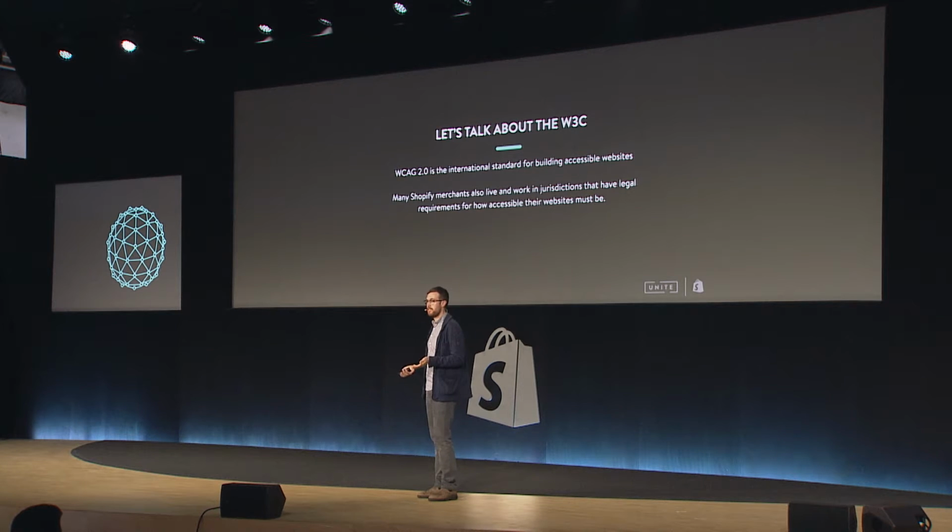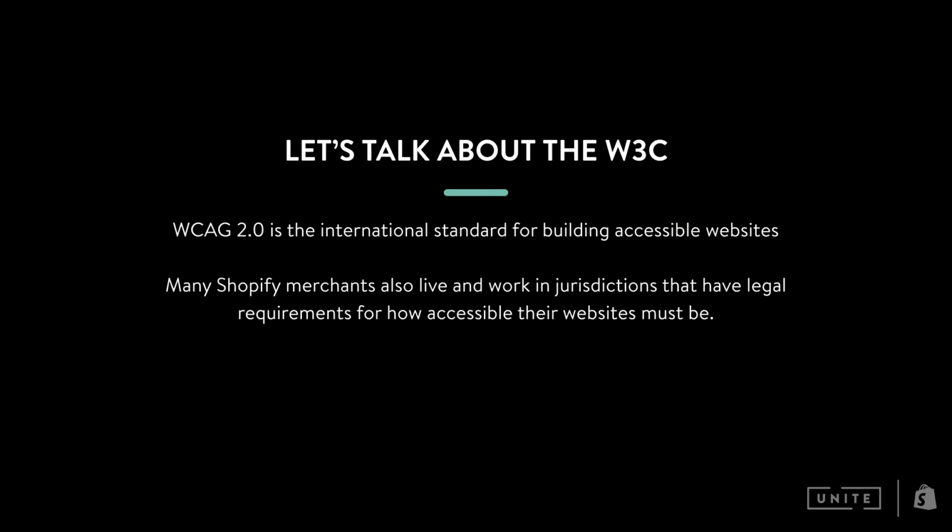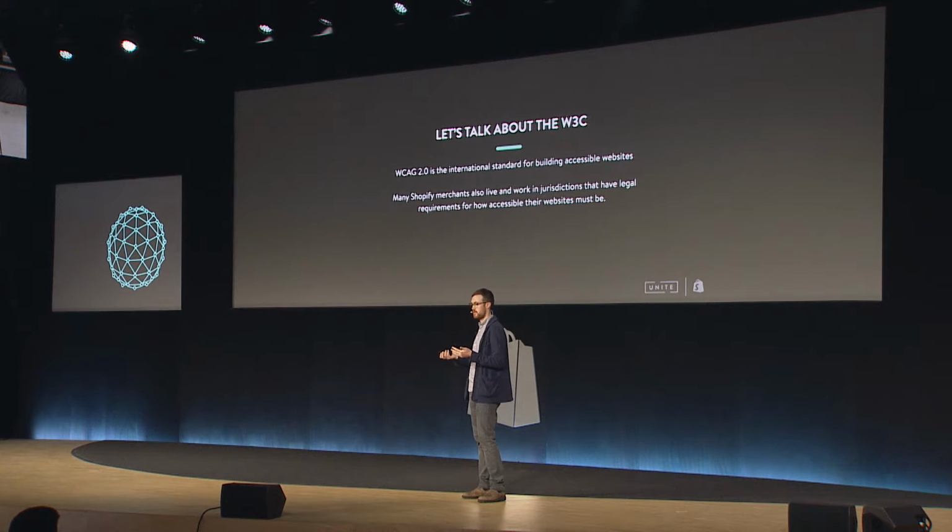Let's just talk briefly about the W3C, because you can't really talk about accessibility without talking about them. Just like HTML and CSS have a spec, accessibility on the web has the WCAG 2.0, which is the spec for building accessible websites and web apps. Additionally, a lot of Shopify merchants live in jurisdictions that might have some sort of legal requirements for how accessible their businesses have to be. And the great thing is that by coding your themes to be compliant with the WCAG 2.0, for the most part, you're going to be building them to also be compliant with the laws of those jurisdictions. Of course, you should do more research about this if this impacts any client work you're doing, or if you're building themes for the theme store.